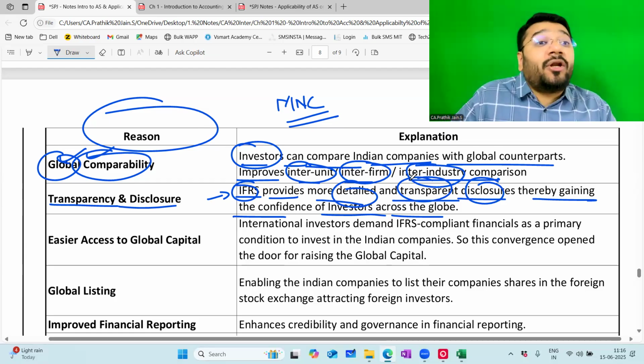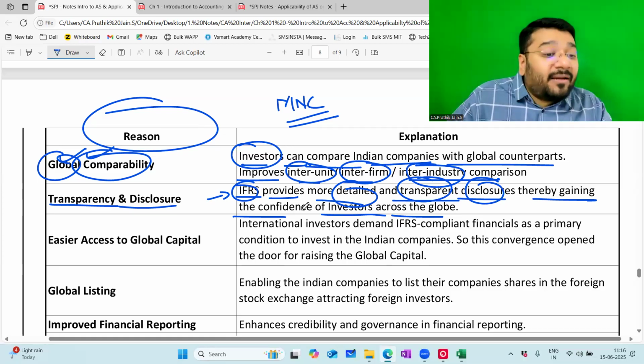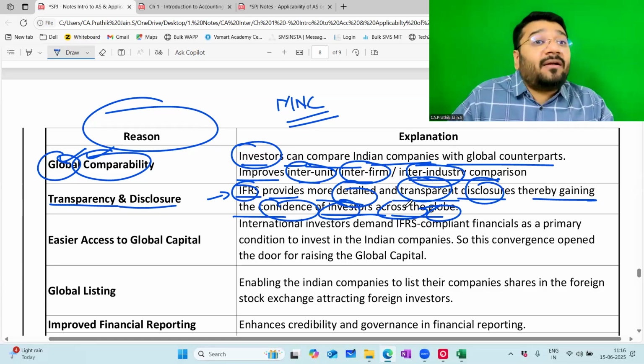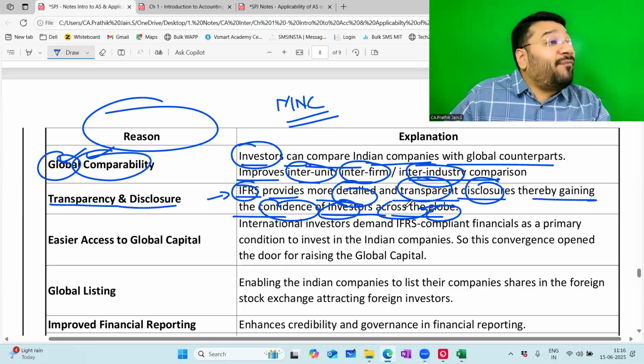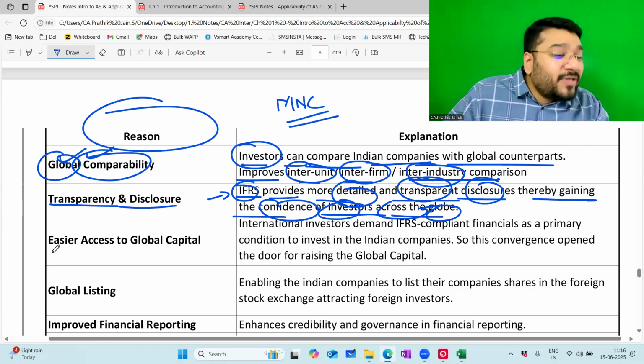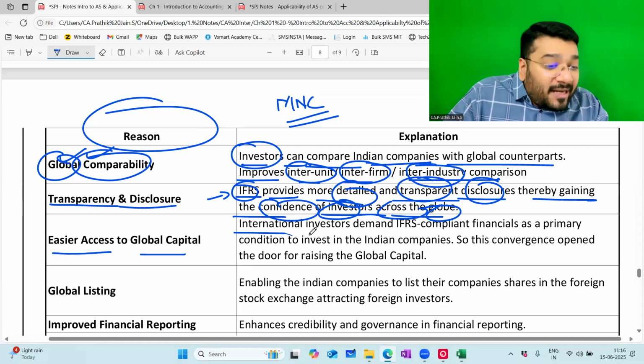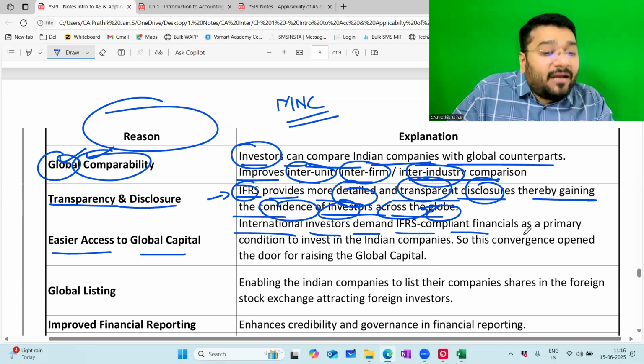So people got trust on your financial statement. We gained the trust and confidence of the investors across the globe. And once people have trust in you, if you ask for money, they'll give money. So this paved the way for raising global capital. So, easier access to global capital. International investors demand IFRS-compliant financials.